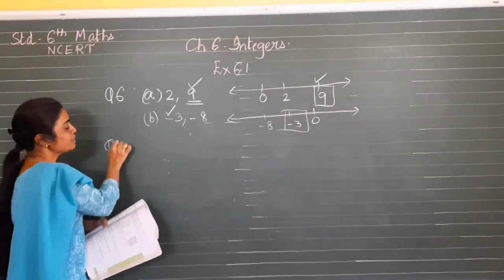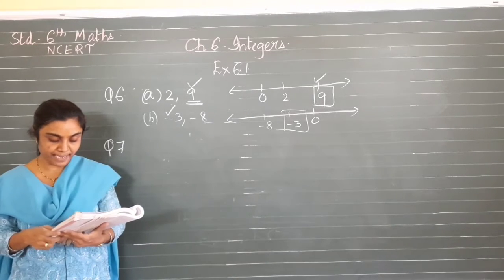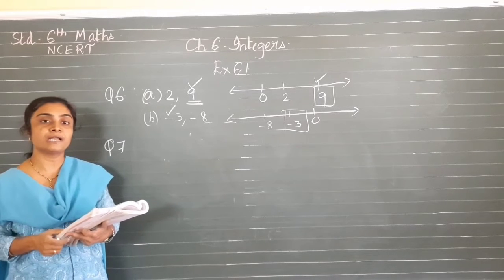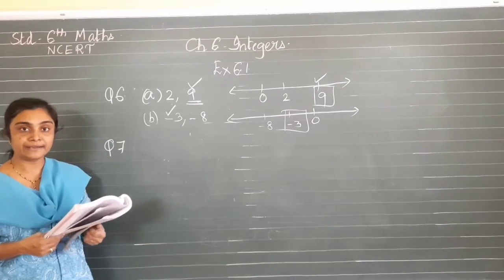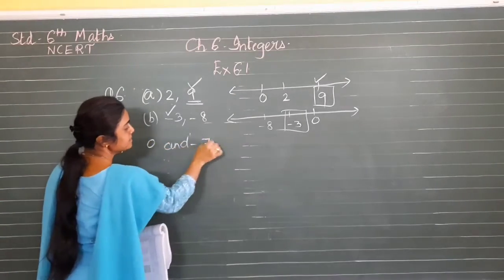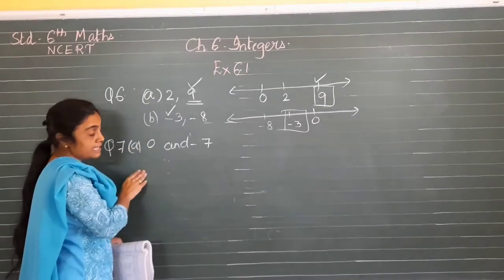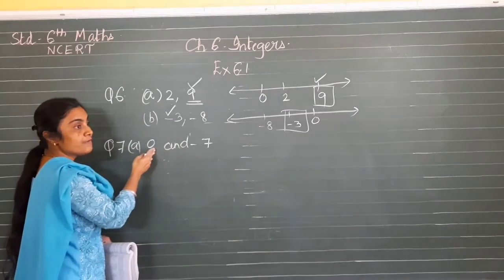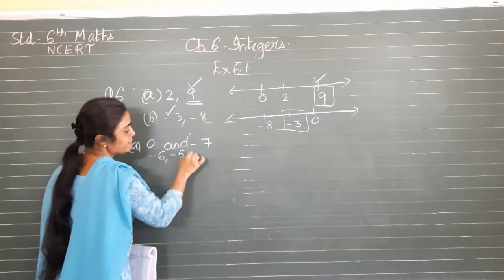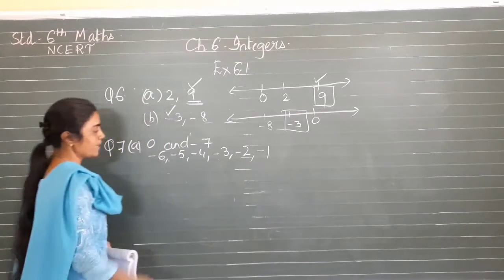Now let us move to the next question, number 7. Write all the integers between the given pairs. Write them in increasing order. Between these two pairs we have to write down the numbers, and it should be in increasing order. The first one is 0 and minus 7. Minus 7 is smaller than 0. So between minus 7 and 0 we will write down all the numbers in increasing order.